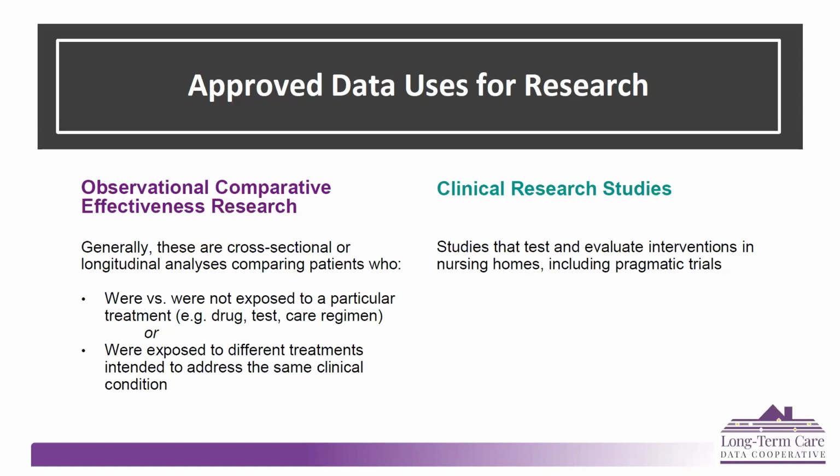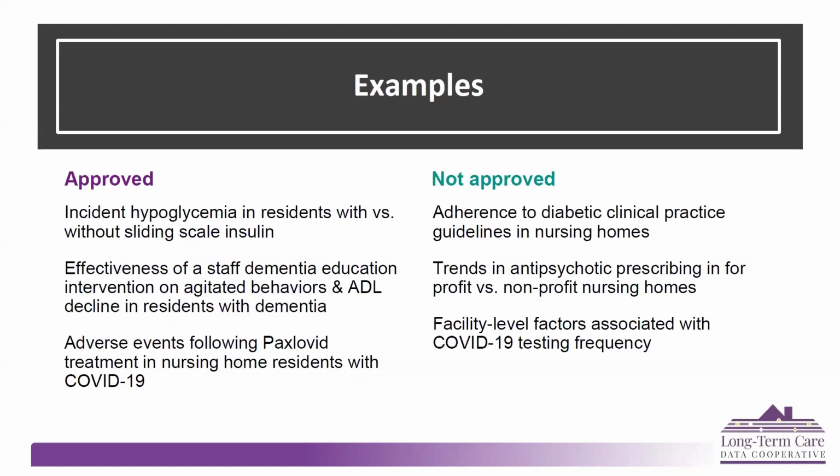The other approved use would be for clinical research studies, and these are interventional studies, so both randomized control trials or also pragmatic trials. And the Long-Term Care Data Cooperative is housed under the NIA Impact Collaboratory, which is specifically designed to support pragmatic research in nursing homes. So this is meant to be a key data resource to support pragmatic trials as well.